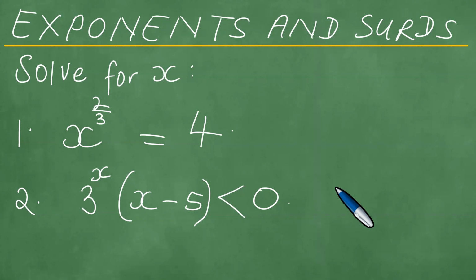And now we are looking at exponents and surds, and we are attempting to solve for x. As we are solving for x, we have been given these few questions. Now we need to solve for x, given x to the power 2 over 3 equals 4.